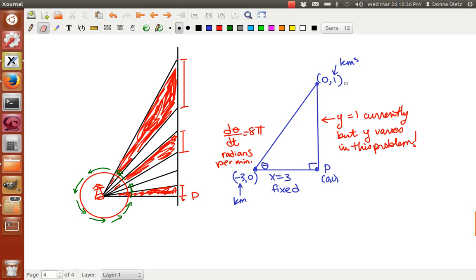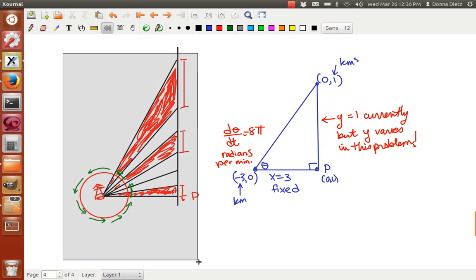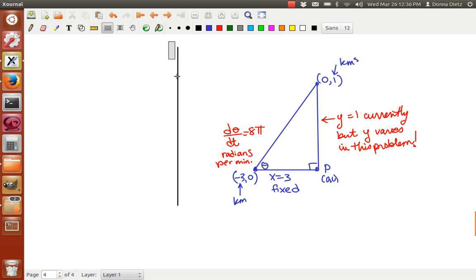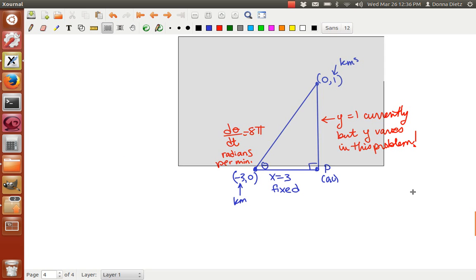And then what we're going to do is plug in y equals 1. Okay? So y is varying for this problem, but then we'll plug y equals 1 in. If you plug it in too soon, then you can't take the derivative with respect to y. Okay? So what we have is a trig problem. I'm going to just cut this out and move this guy over.